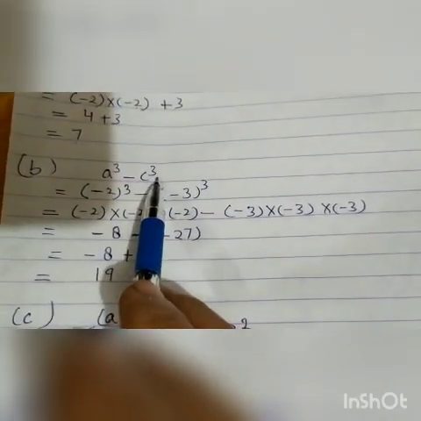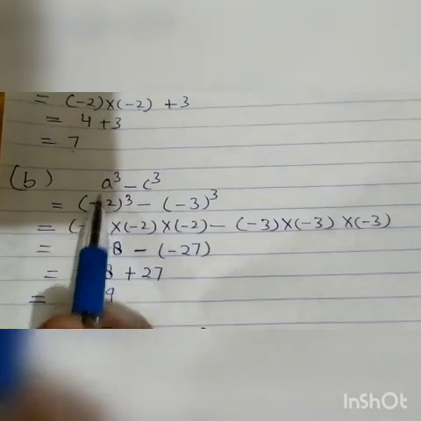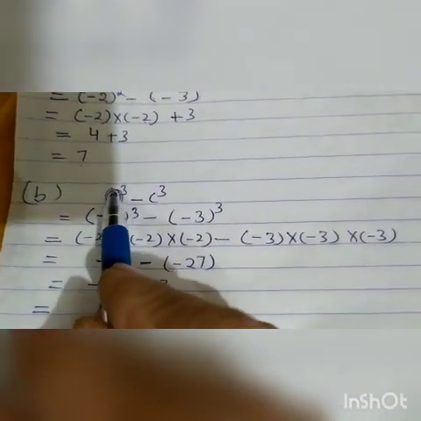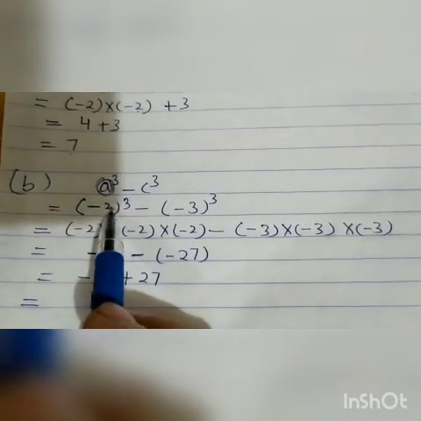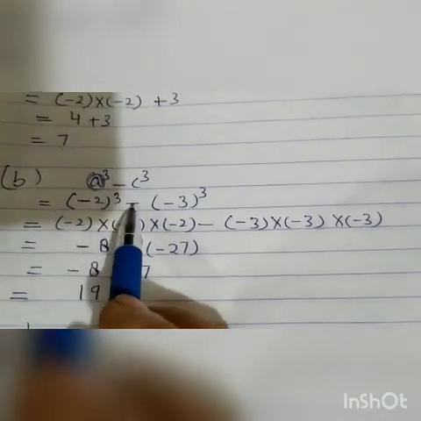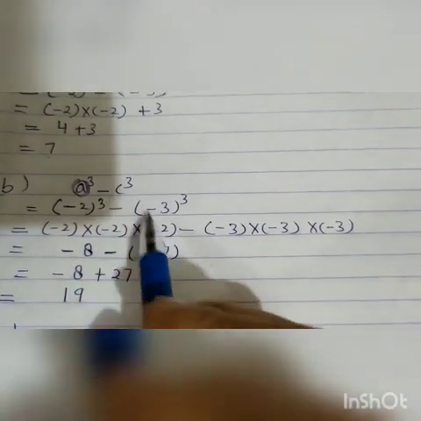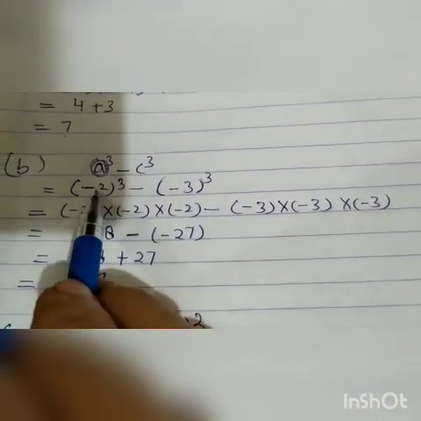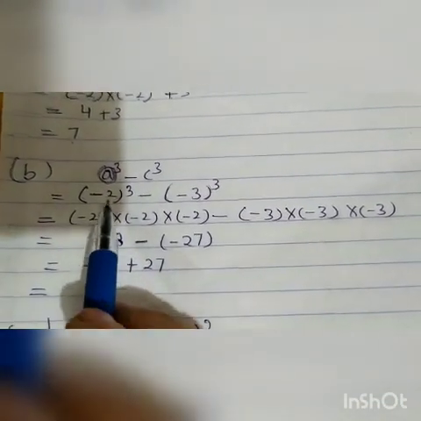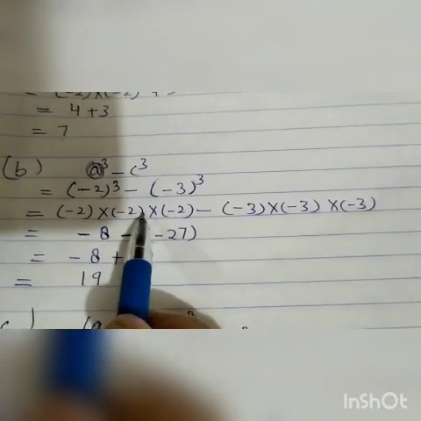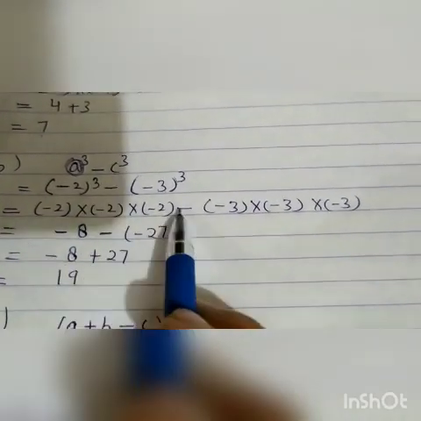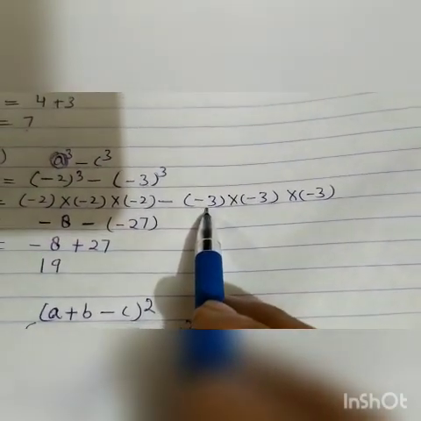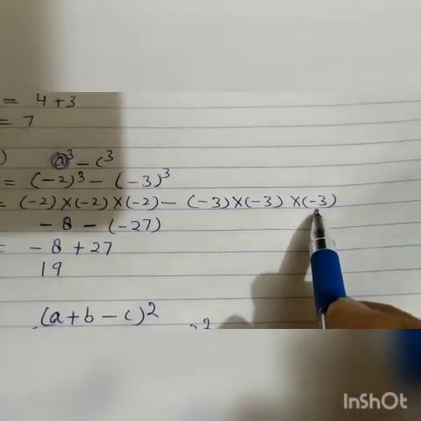Come to b part. a cube minus c cube. The value of a is again minus 2. We will write minus 2 in place of this a. So within brackets we will write minus 2, then this cube, minus the value of c, which is minus 3 as given. So within brackets we will write minus 3, then this cube. Minus 2 cube means we will multiply minus 2 three times: minus 2 into minus 2 into minus 2. Then this minus here. Again minus 3 whole cube means we will multiply minus 3 three times: minus 3 into minus 3 into minus 3.